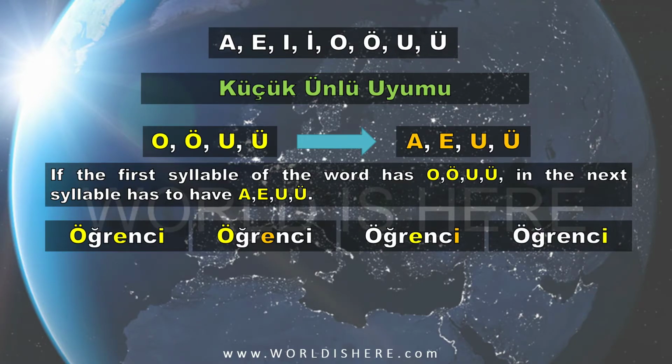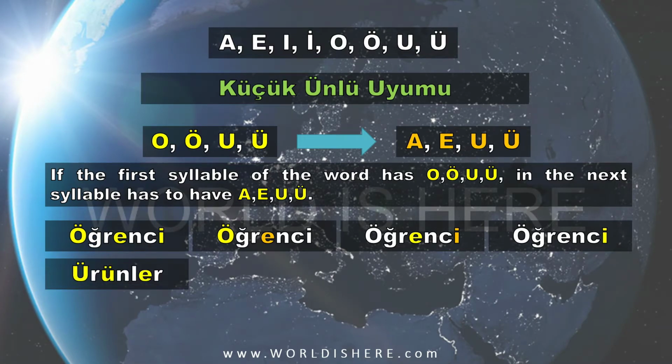And what about the big harmony? Let's check again. Ö, e, I. So the first one is ö. It is soft. And the others, e, I, they are also soft. So big harmony is working. And as we see right now, small harmony is also working in this word. For this word. Okay.